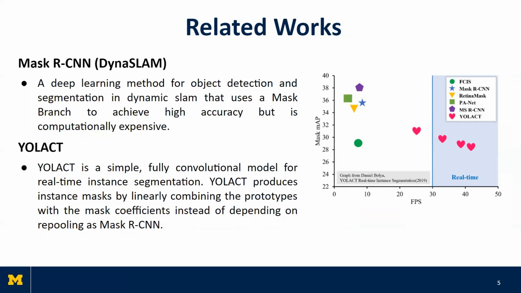YOLACT produces instance masks by linearly combining the prototypes with mask coefficients instead of depending on repooling as Mask RCNN does. YOLACT is the first real-time approach with acceptable precision. However, YOLACT masks both static and dynamic objects. I will hand over to Hao.